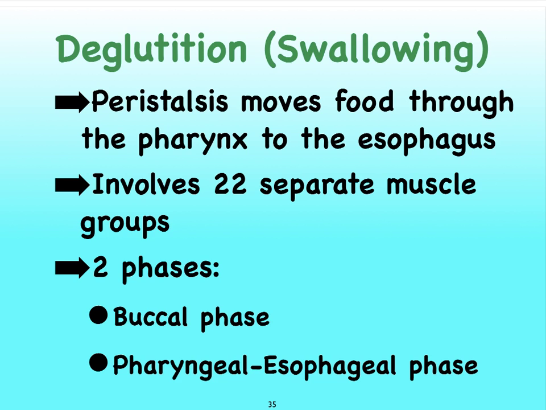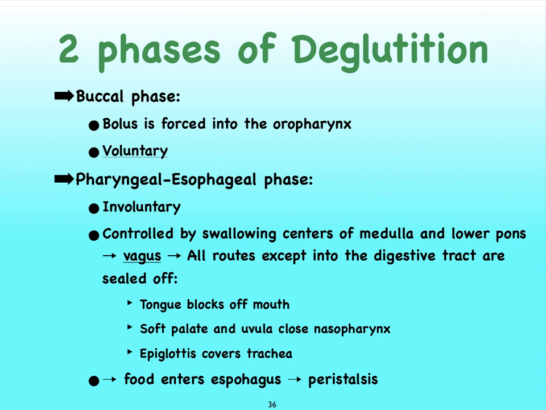Both the pharynx and the esophagus are involved in the process of swallowing. A fancy term of referring to swallowing is deglutition. It involves a lot of muscles. Swallowing is a very complicated process, and of course we're not going to list all of these muscles, but we do need to be aware of the fact that there are two distinct phases: the buccal phase and then the pharyngeal esophageal phase.